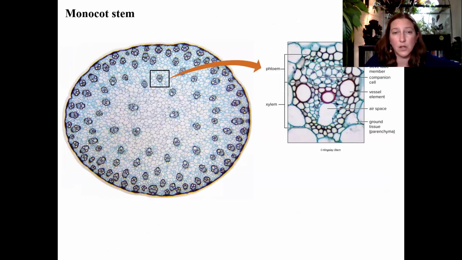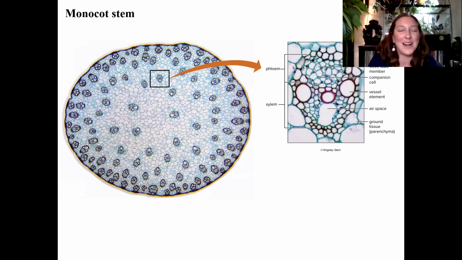Here's the same thing, but a close-up. So this is a close-up of the monocot stem. Notice on the left, the vascular bundles are not arranged in a ring. And if you were to do a close-up on one of these, you can see all of the different components of it. I always think these look like faces. And if you didn't think that before, now you always will.